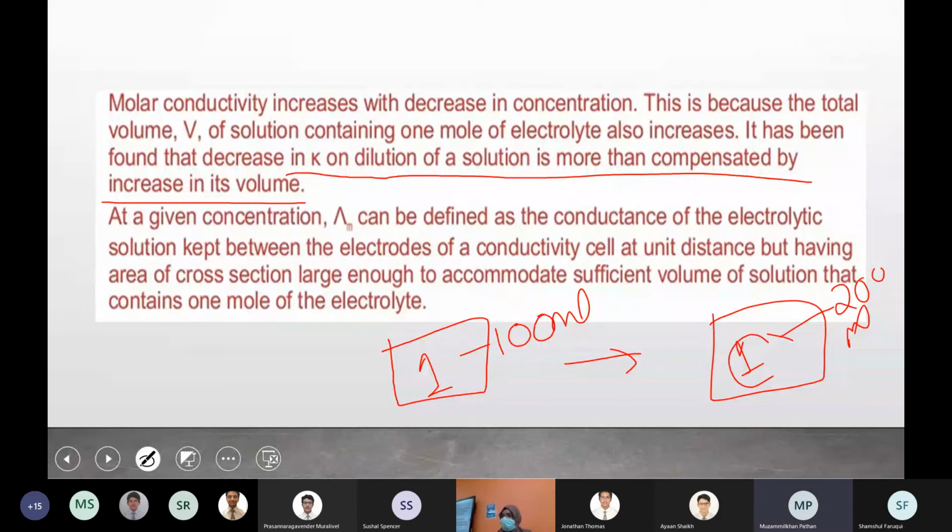But that decrease is more than one. Ma'am, you're doing one molar conductivity, ma'am. Ma'am, here the concentration in volume is 100 ml, right? Hmm. Ma'am, you said then how is it same for 200 ml?